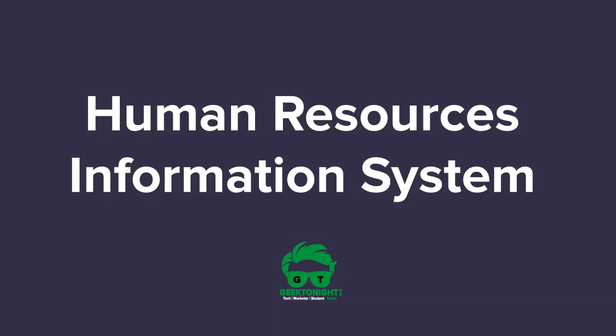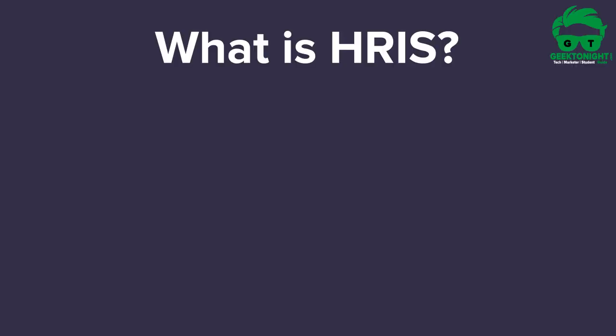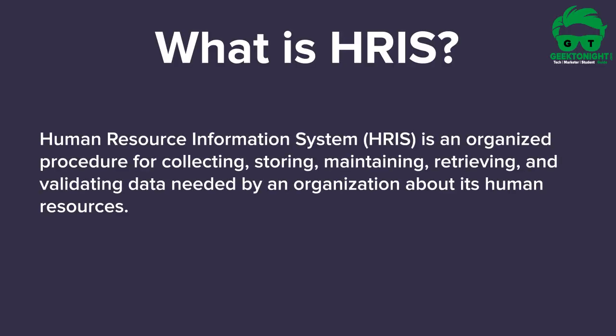The topic today we're going to discuss is about Human Resource Information System. Firstly, what is Human Resource Information System? Human Resource Information System, HRIS, is an organized procedure for collecting, storing, maintaining, retrieving, and validating data needed by an organization about its human resources. It is usually a part of the organization's management information system.